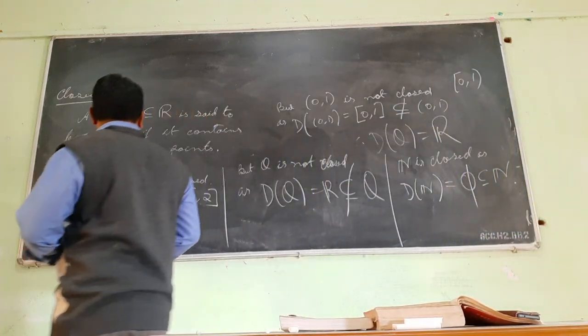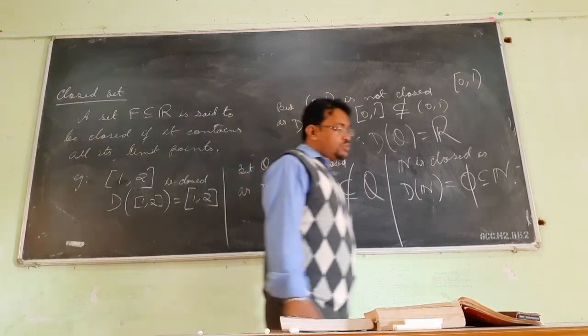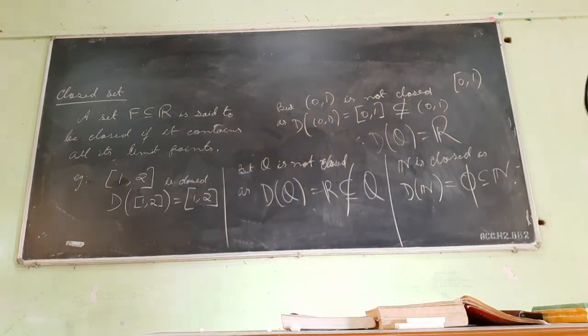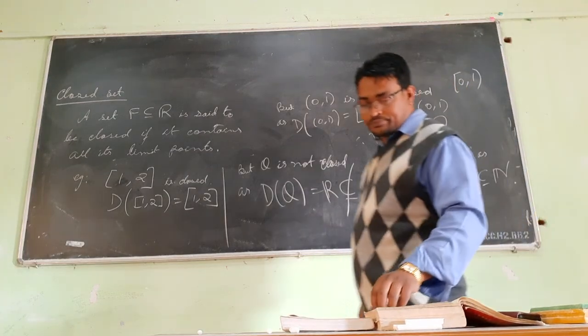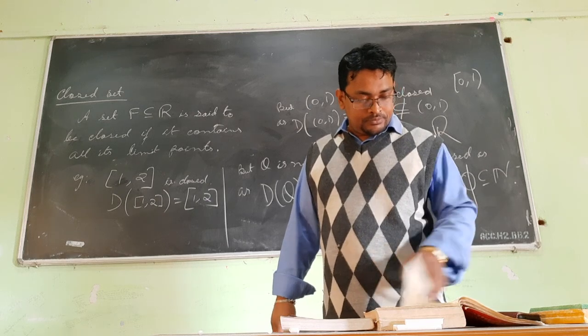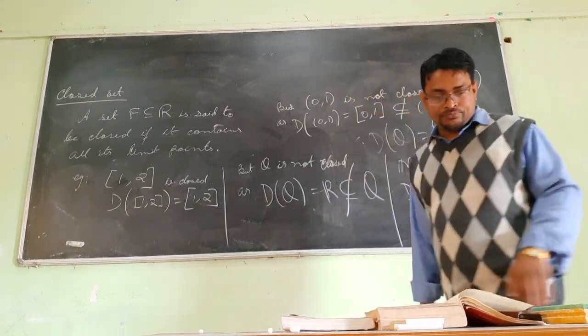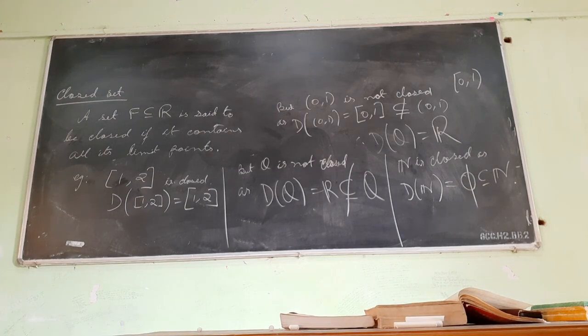So there is another definition of closed also, which we will do now. There is some relation between closed and open. A set is closed if and only if its complement is open. We will do it as a theorem. So the next theorem that we will write is: a set is closed if and only if its complement is an open set.